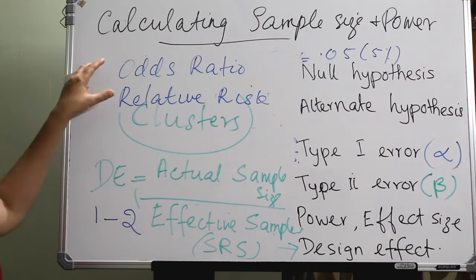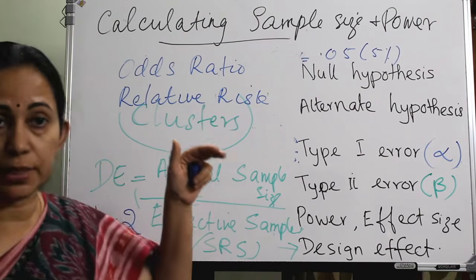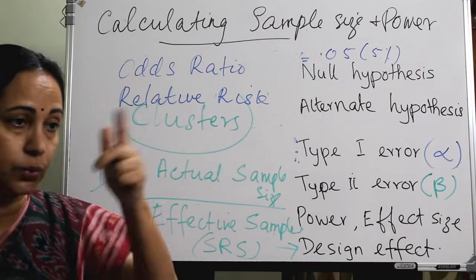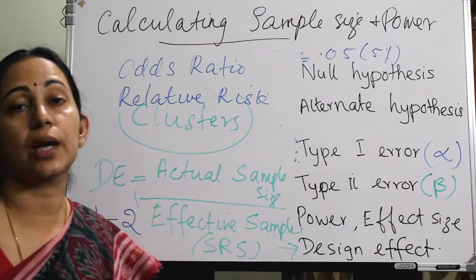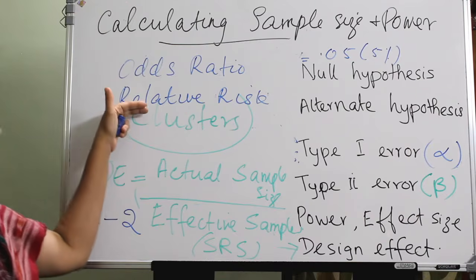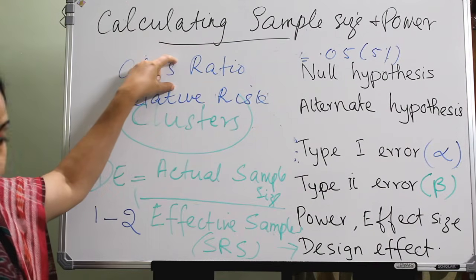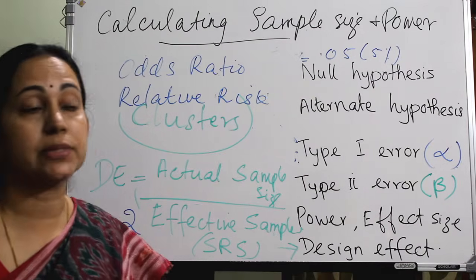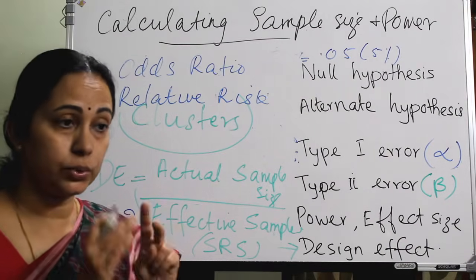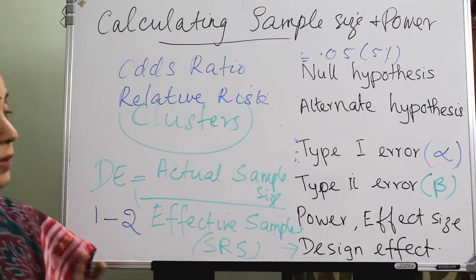This I already explained. Odds ratio in case of case control study, and by using a 2 into 2 table, how to calculate this odds ratio and relative risk. I have already explained odds ratio for case control study and relative risk for cohort studies. Both are already explained in previous classes.